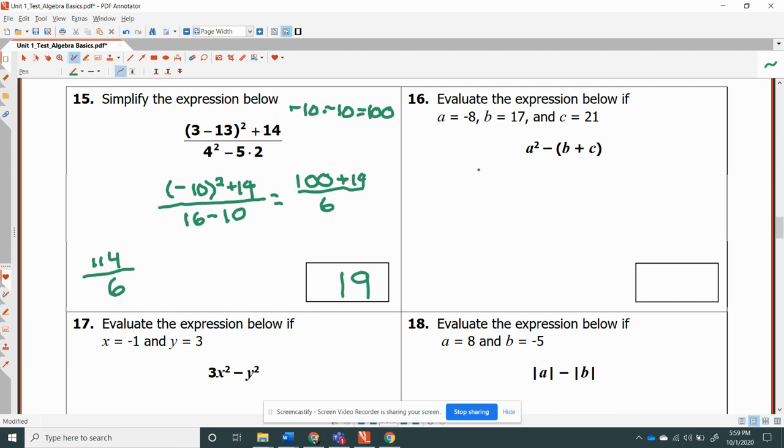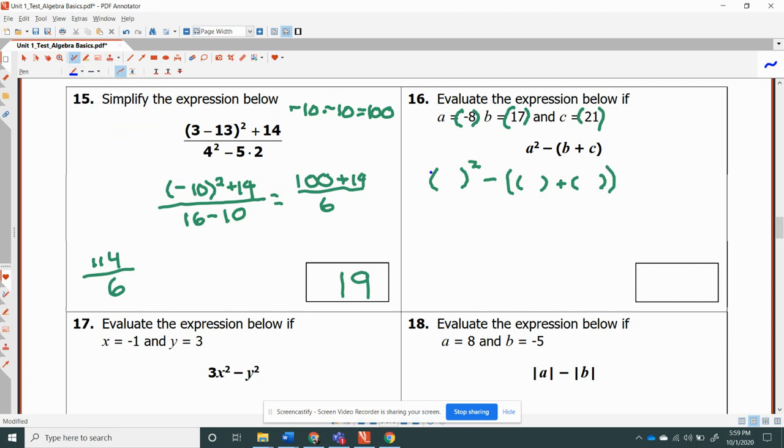Okay, now we're evaluating by making a substitution. So A equals -8, B equals 17, and C equals 21. Okay, so we're going to have our A term squared minus our B term, will go in there, plus C. I always make parentheses when I substitute.